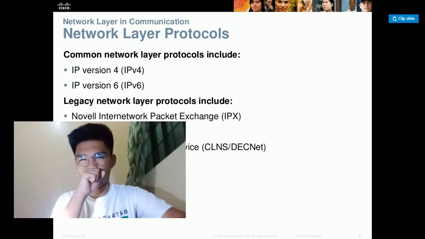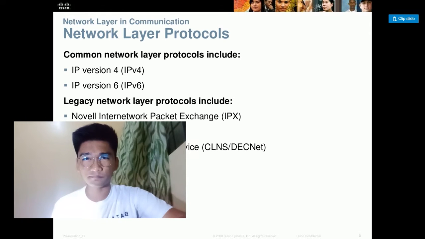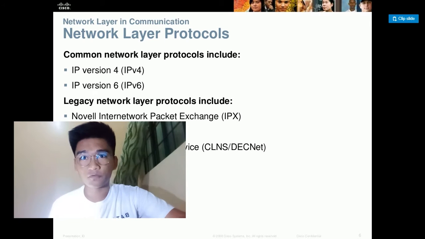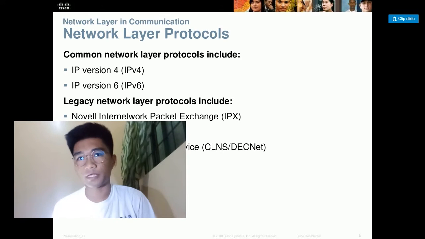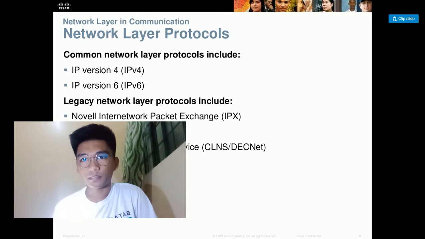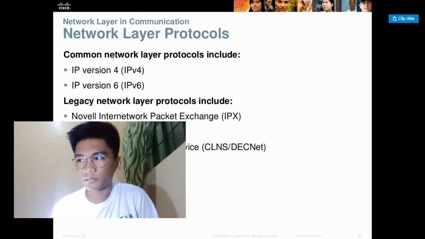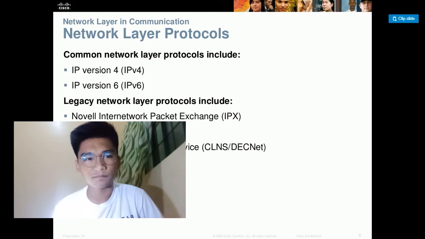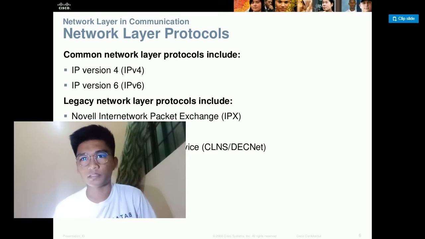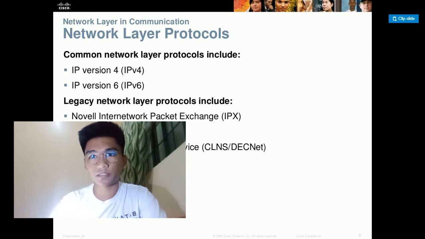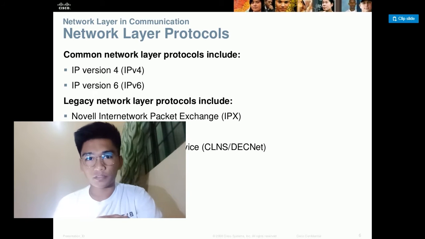Common network layer protocols include IP version 4 or IPv4 and IP version 6 or IPv6. IPv4 and IPv6 are like our IP address, but IPv6 is the latest, I think. That's what I have read on our chapter 2. Next, the legacy network layer protocols include Internetwork Packet Exchange or IPX, AppleTalk, and Connectionless Network Service or CLNS.